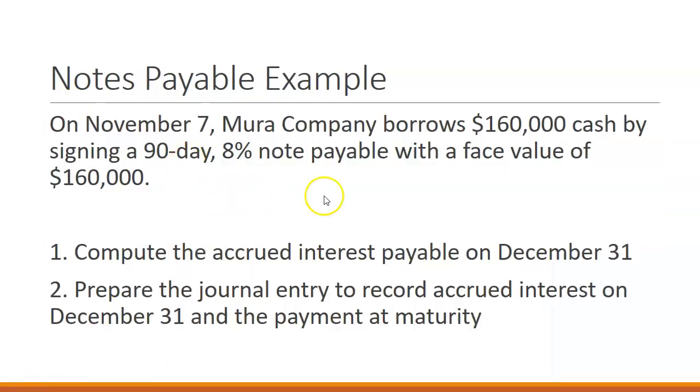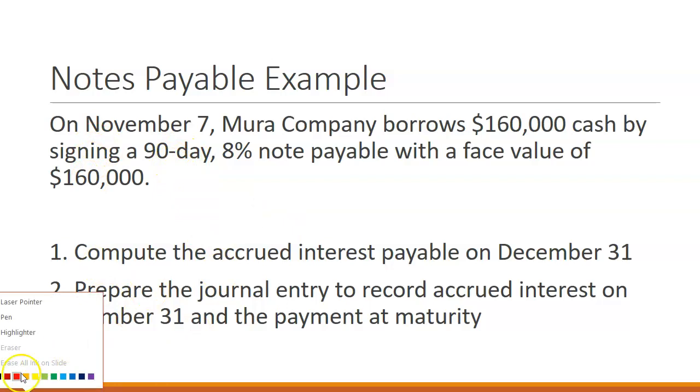When we switch to the next example, we borrow $160,000 cash by signing a 90-day 8% note payable with a face value of $160,000. We want to compute the accrued interest payable on December 31st, and then prepare the journal entry to record this interest. The first thing that we need to determine is how many days is it between November 7th and December 31st. So if you remember when we talked in class about counting on your knuckles, that every month that is on your knuckle has 31 days, and every month that is in between your knuckles is 30 days, we would calculate that November has 30 days. And so from November 7th to December 31st, 54 days pass.